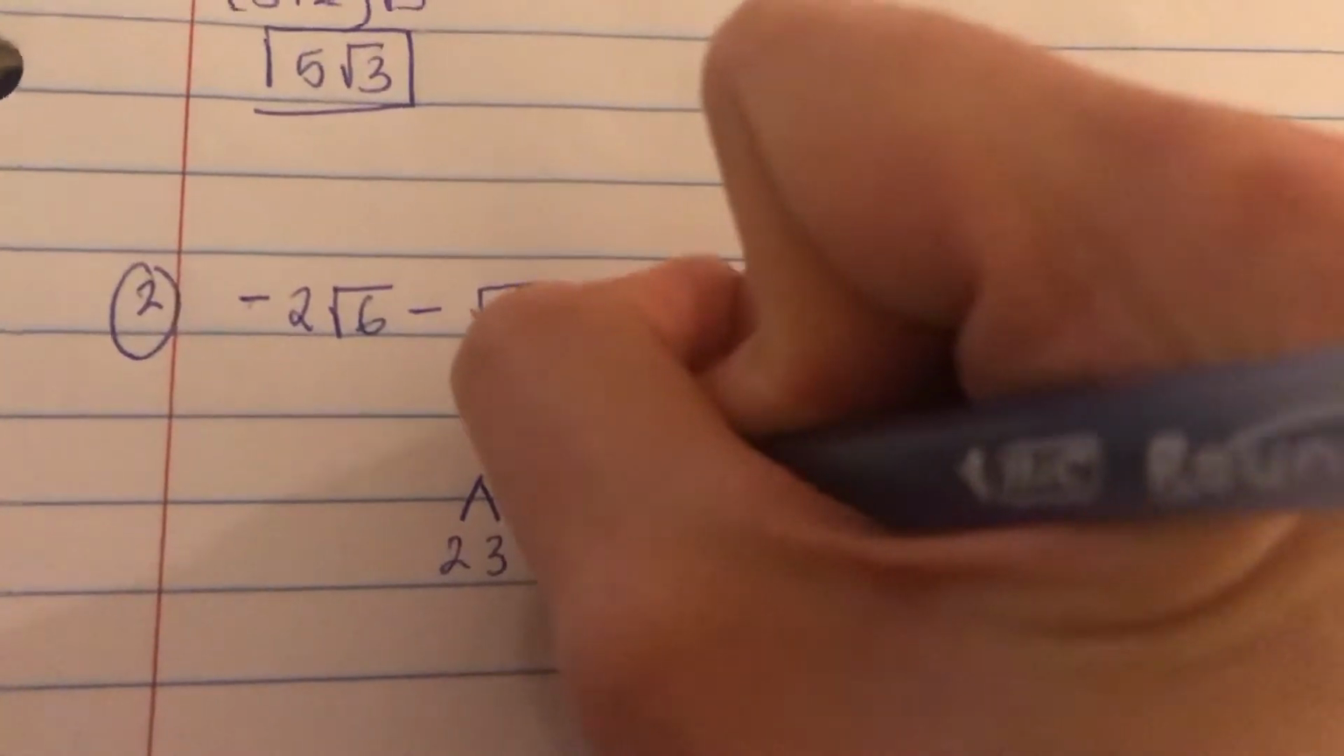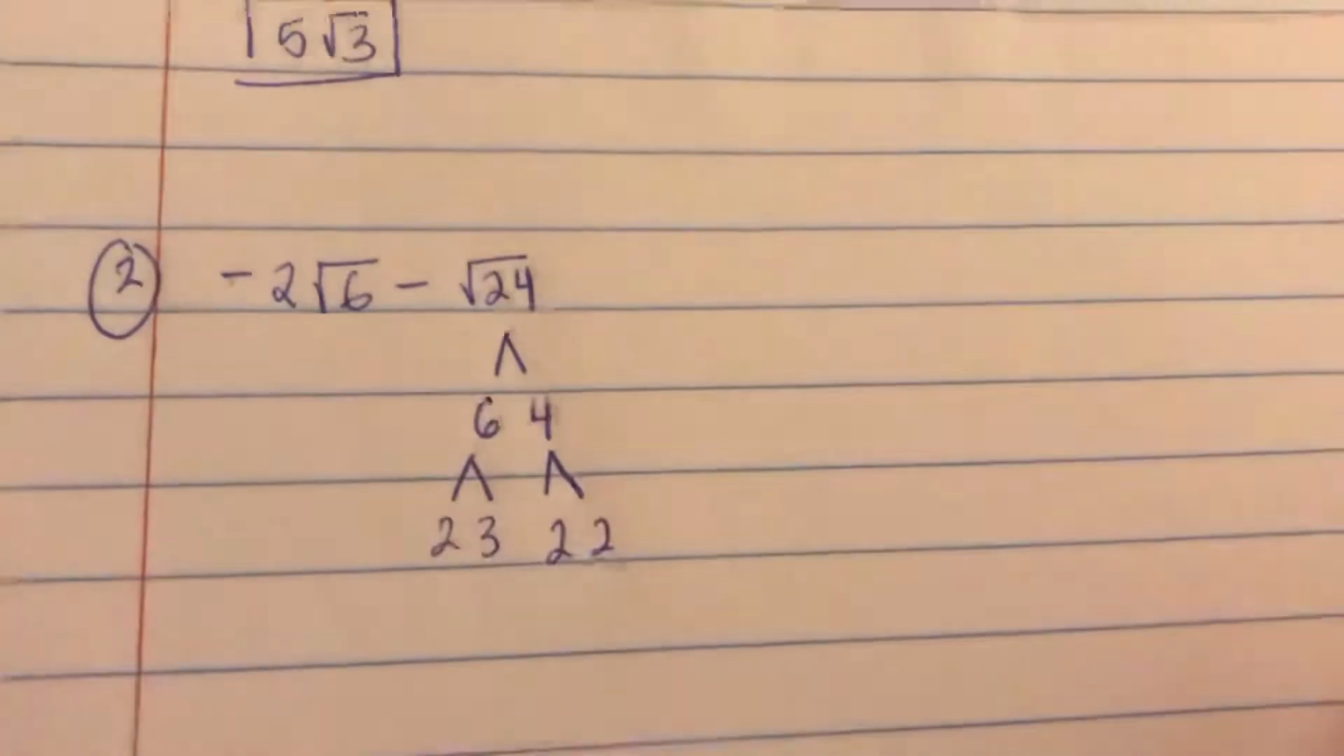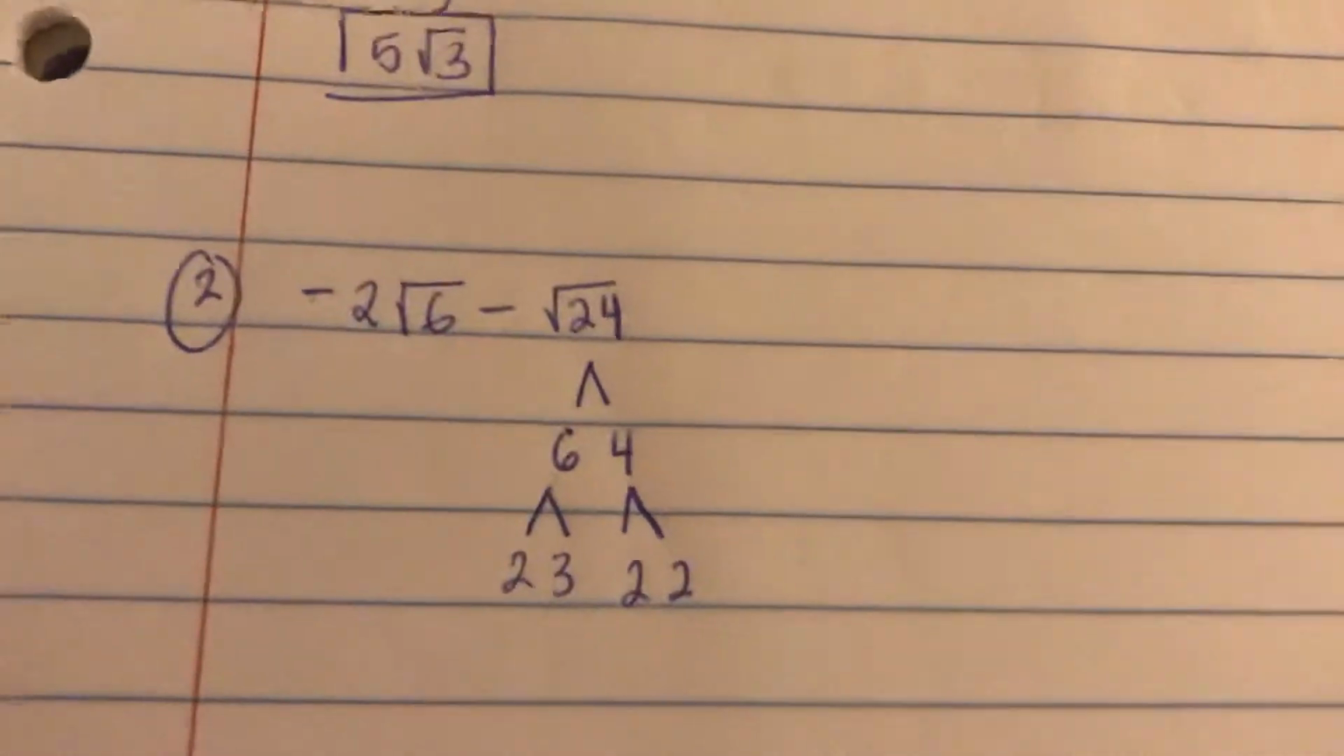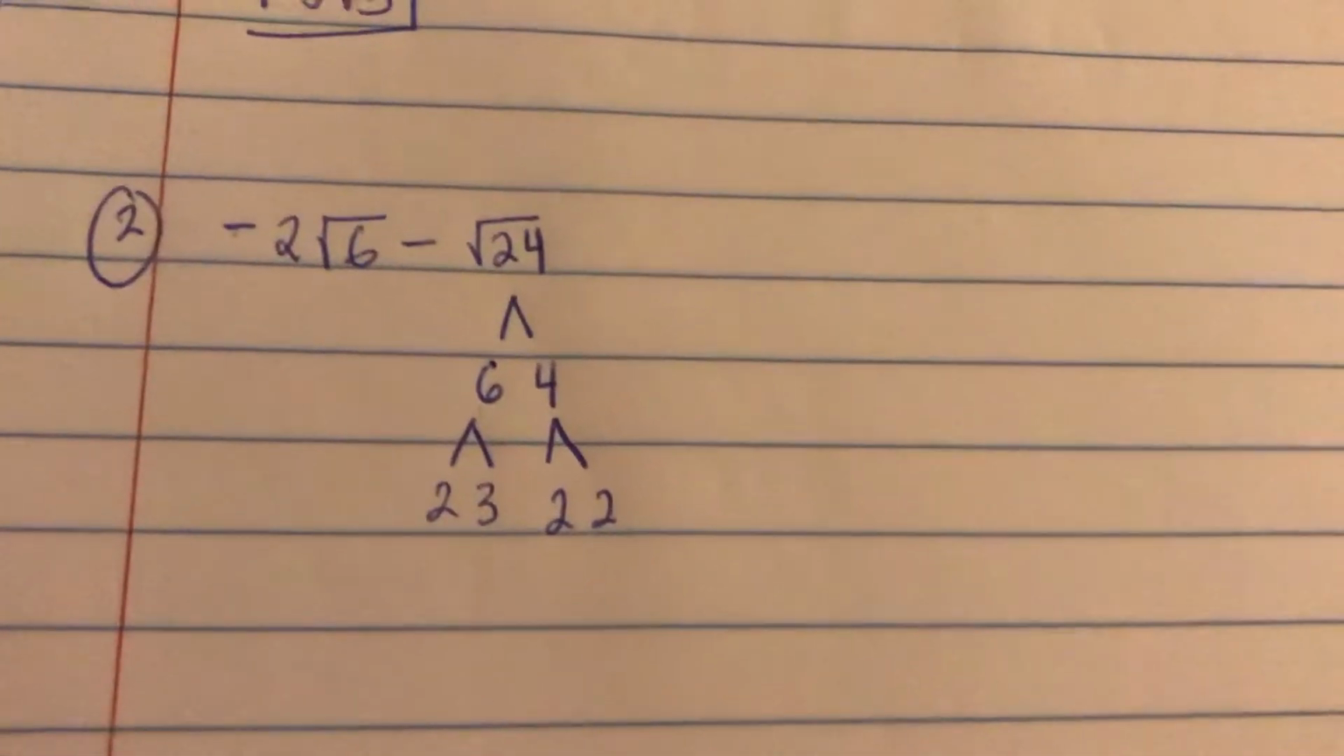All right? 6 is not a prime number, so I need to pull out some more factors. Factors of 6 are 2 and 3. 2 and 3 are prime numbers, so I can stop there. And then factors of 4 now, because 4 is not a prime number, are 2 and 2. And look, 2 and 2 are prime numbers, so I am done with my prime factorization, okay?